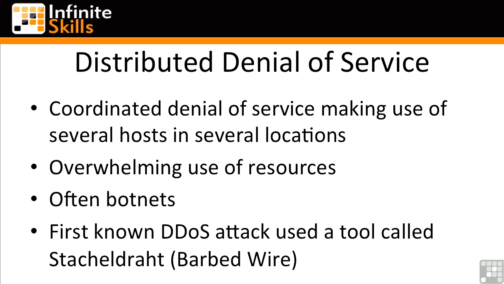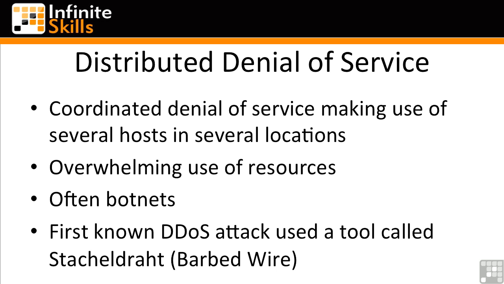The first known DDoS attack used a tool called Stacheldraht, which is German for barbed wire. Stacheldraht came out of some work that a guy by the name of Mixter was doing in 1999. He wrote a proof of concept piece of code called TFN, which was the Tribe Flood Network. The Tribe Flood Network was then turned into something called Trinoo, and Trinoo was used as more or less the basis for this program called Stacheldraht, which was then used to attack servers like eBay and Yahoo back in February of 2000.